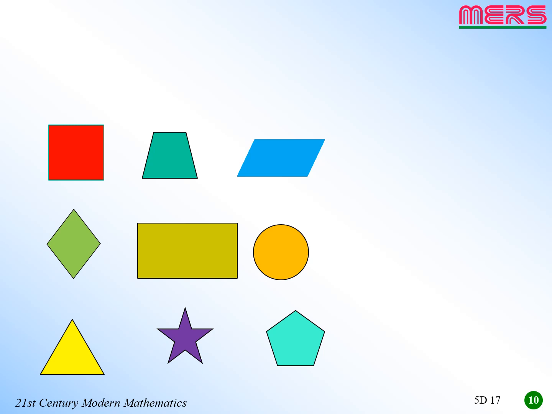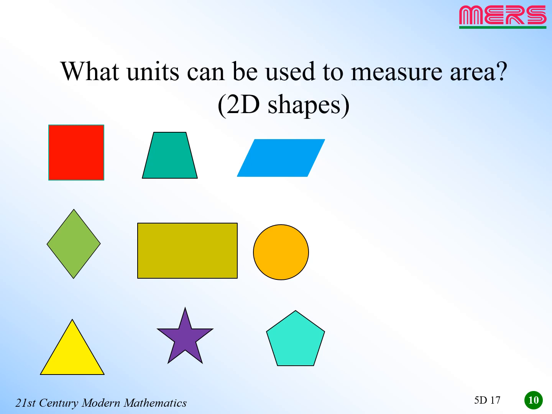When you measure the length of the surrounding side of the 2D shapes, you are measuring the perimeter. But when you measure the size of the 2D shape, you are measuring the area. Area stands for the size of a 2D shape. So what units can be used to measure the area? You may use square millimeters, square centimeters, and square meters.